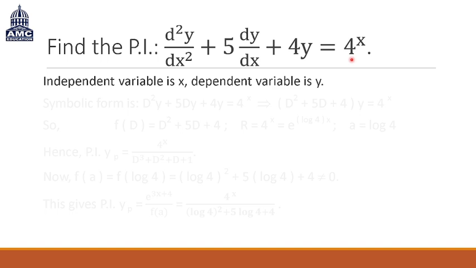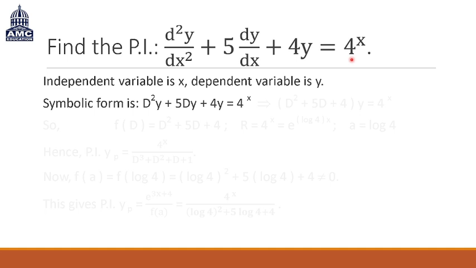Now we write down the symbolic form of this equation. We substitute the second order derivative term d square y by dx square by capital D square y, where capital D is the differential operator with respect to x, plus 5 D y, because we have 5 multiplied by the first order derivative of y with respect to x. So that is 5 times capital D y plus 4y is equal to 4 to the power x.